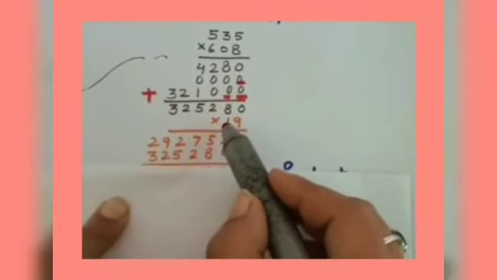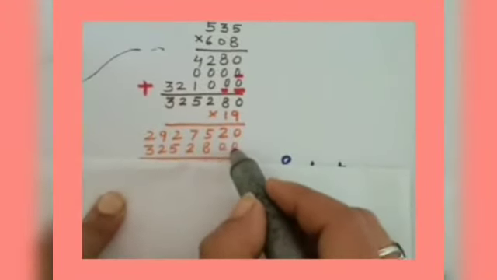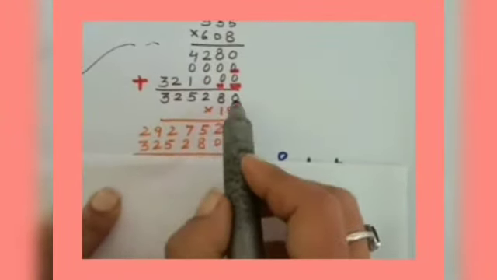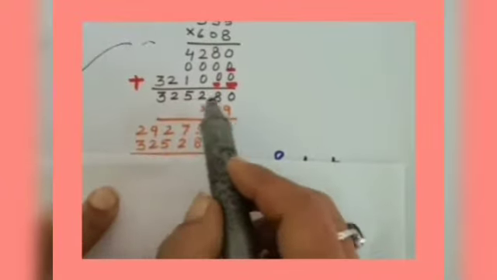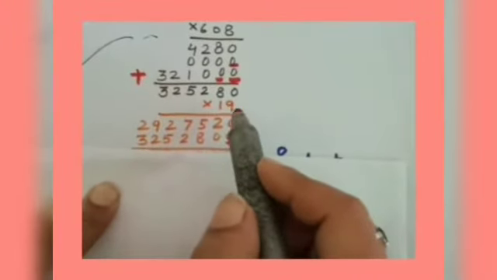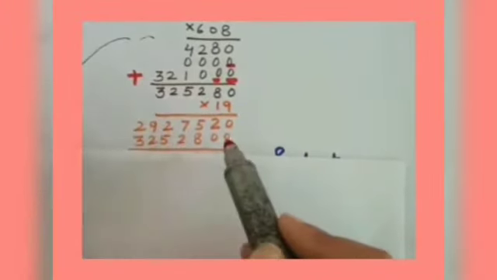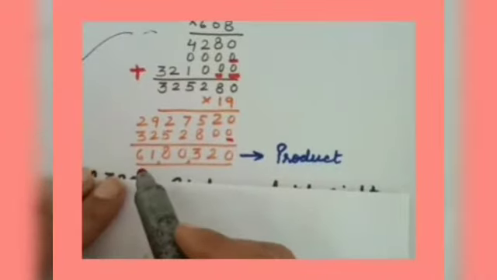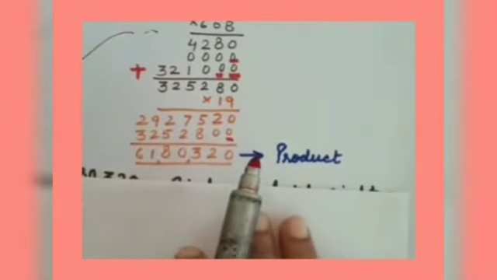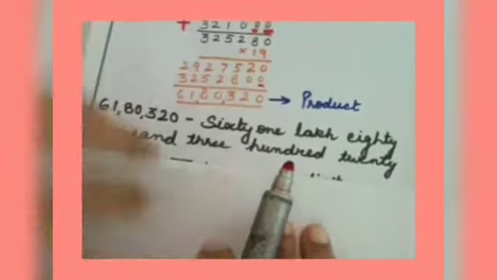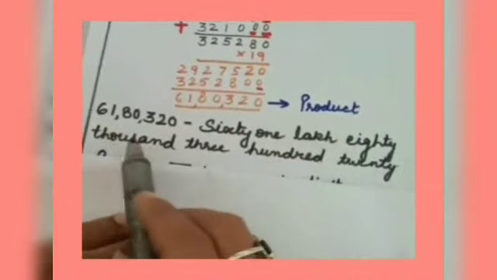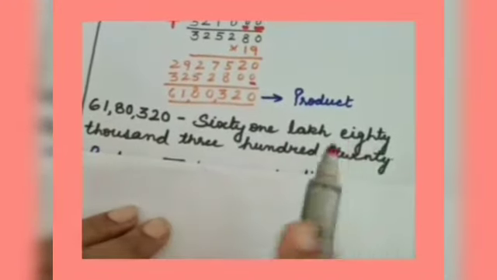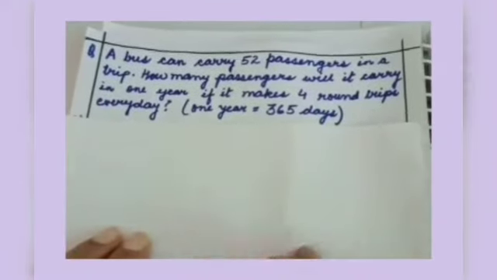Now multiplying by 1. Now 1 is at tens place, so first putting 0 for the ones place and then multiplying by 1. Now as you know, a number multiplied by 1, the product is the number itself, so copying the same number again. Now adding these two, I got 61,80,320. Now this product is to be written in words also, so 61,80,320. On to the next question.